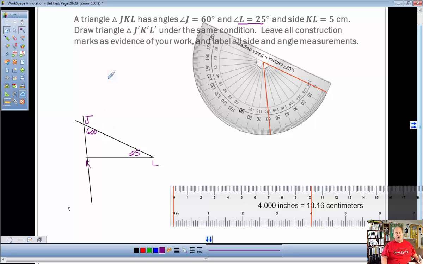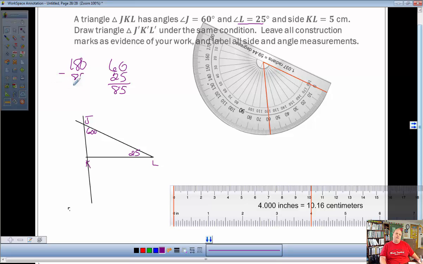Okay, well, let's add those two up. So 60 plus 25 is 85. So that means that 180 minus 85, okay, I'm borrowing from the tens place to make that a 7, and 10 minus 5 is 5, 17 minus 8 is 9. So that means that this side here, without even really measuring, has to be 95 degrees.